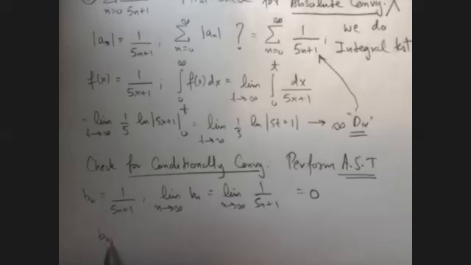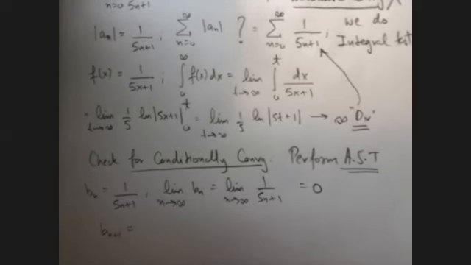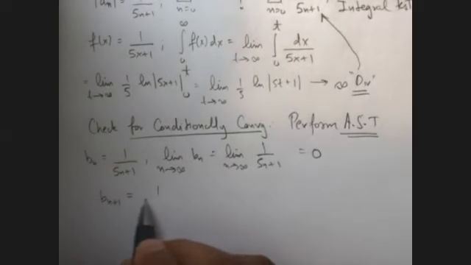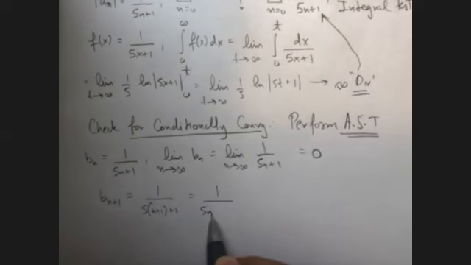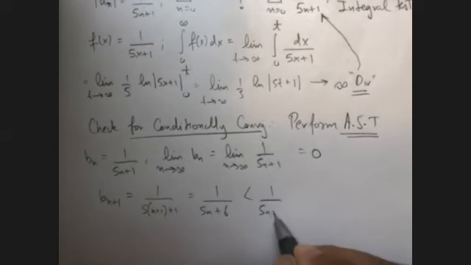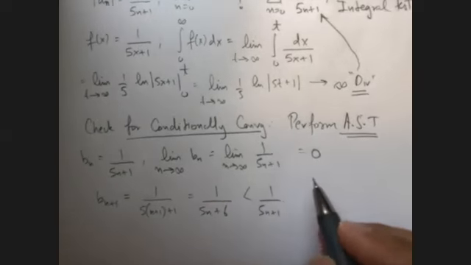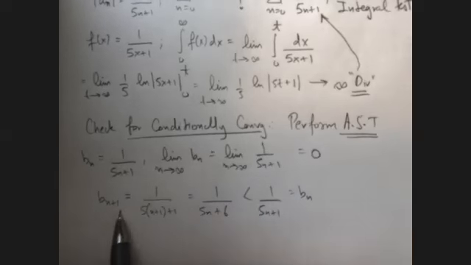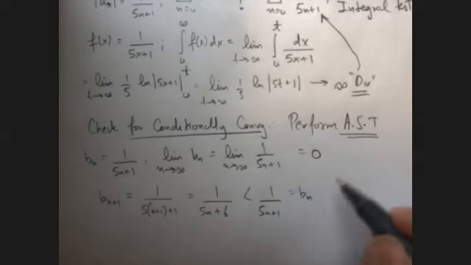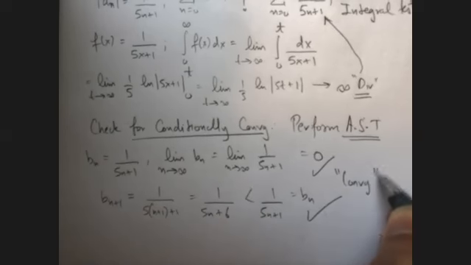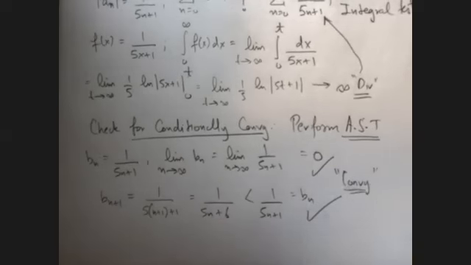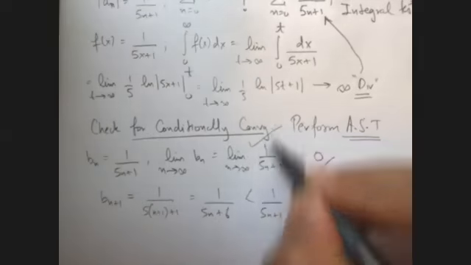Second, we see b_(n+1). So this is less than, right, because this denominator is larger than this. So b_(n+1) is less than b_n. So that means convergent. So it is conditionally convergent.